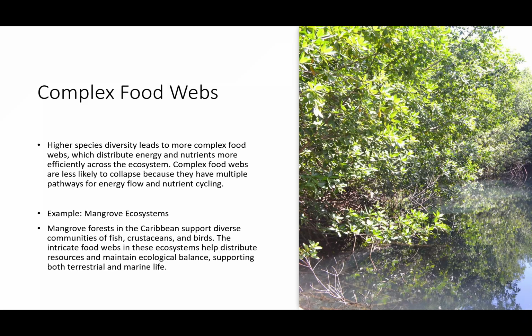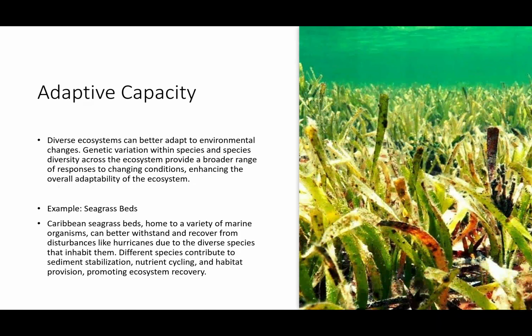For example, within the mangrove ecosystems, this is a picture of the mangroves in the Palisadoes in Jamaica. Mangrove forests in the Caribbean support diverse communities of fish, crustaceans, and birds. The intricate food webs in these ecosystems help distribute resources and maintain ecological balance, supporting both terrestrial and marine life. In this case, we have adaptive capacity.